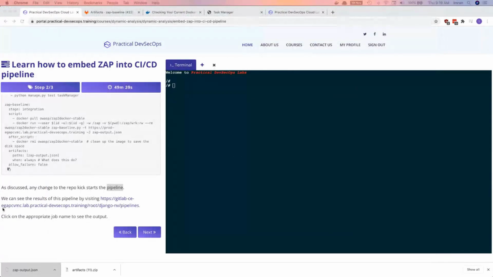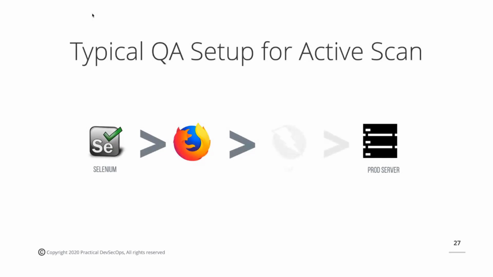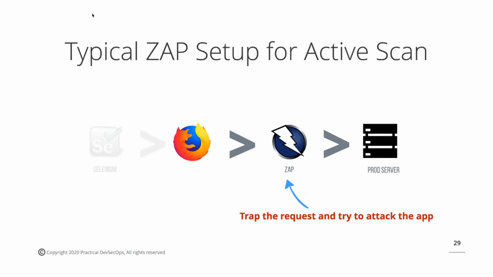Let's move on to the presentation. Okay, so this is a typical QA setup which we have, and then you do the active scan. We saw that, right? And I also showed you a demo on how the QA scripts can be used to automate the QA test for Django MV. Okay, so we did that. Now, here is what we would be doing.